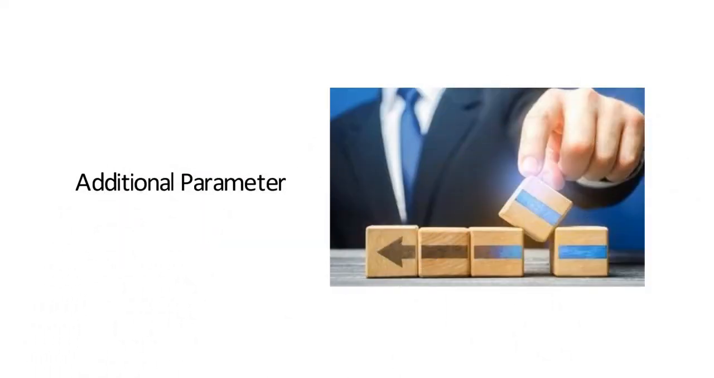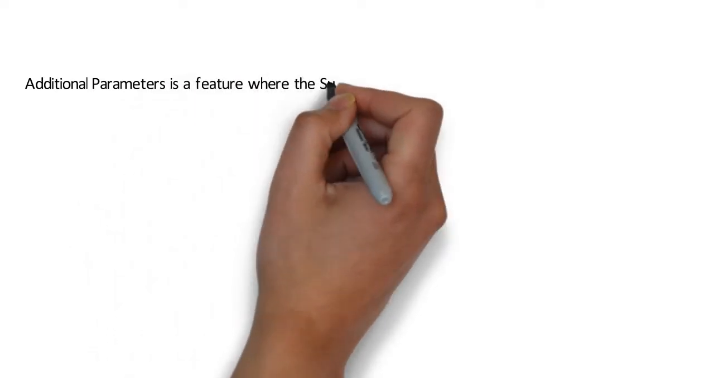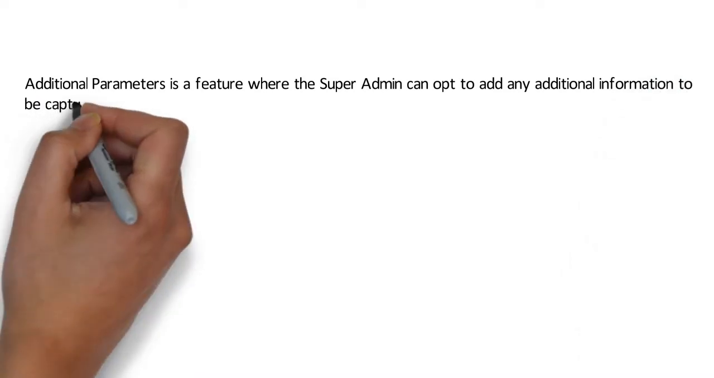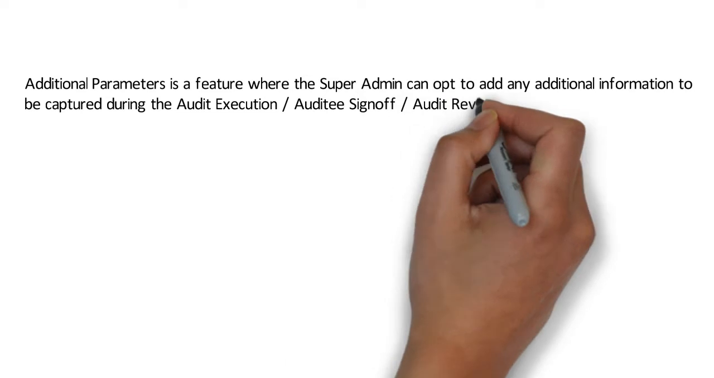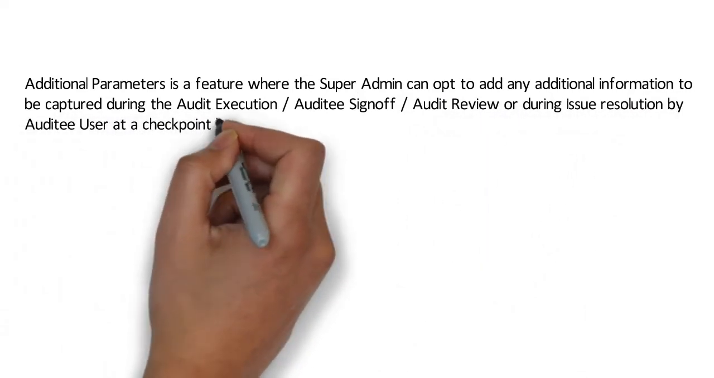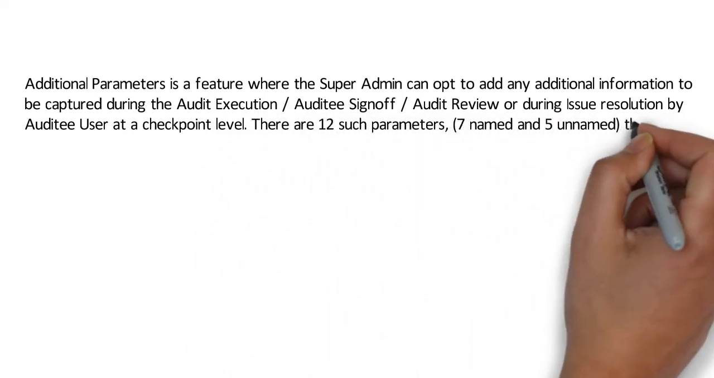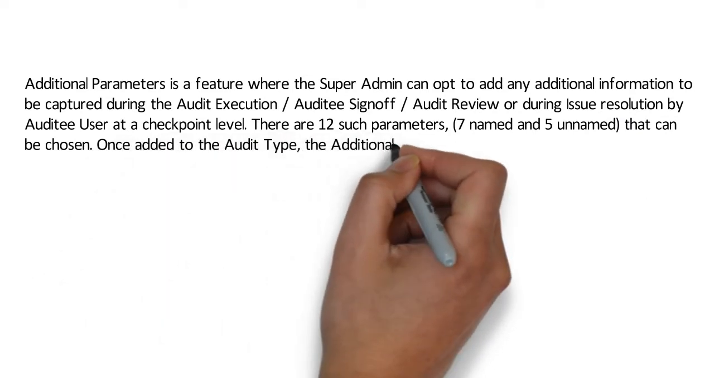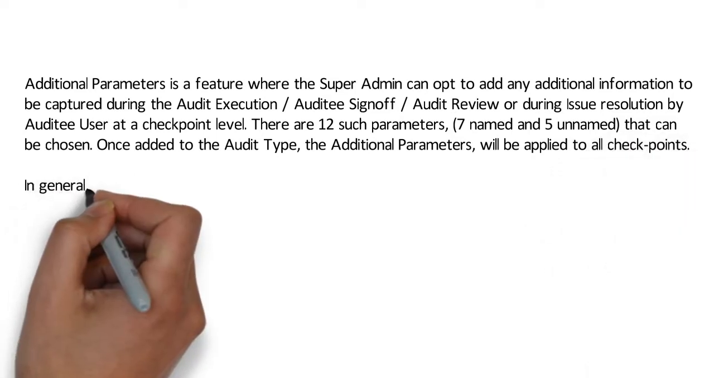Additional parameters is a feature where the superadmin can opt to add any additional information to be captured during the audit execution, auditee sign-off, audit review, or during issue resolution by the auditee user at a checkpoint level. There are 12 such parameters, 7 named and 5 unnamed, that can be chosen. Once added to the audit type, the additional parameters will be applied to all checkpoints.